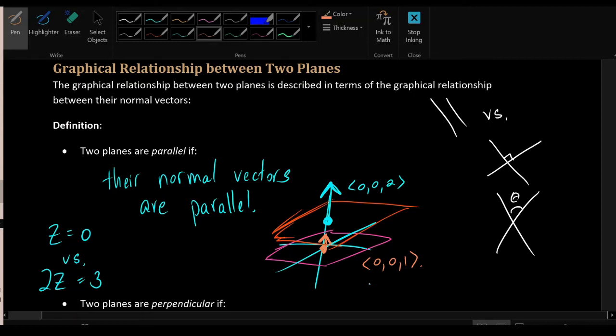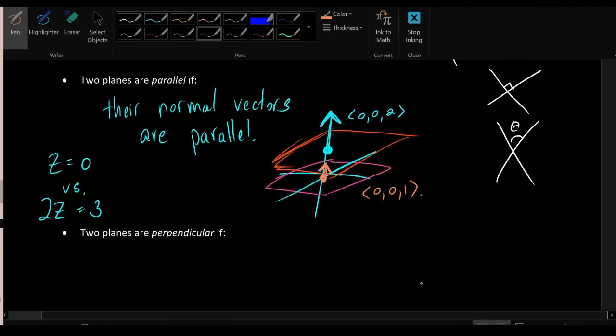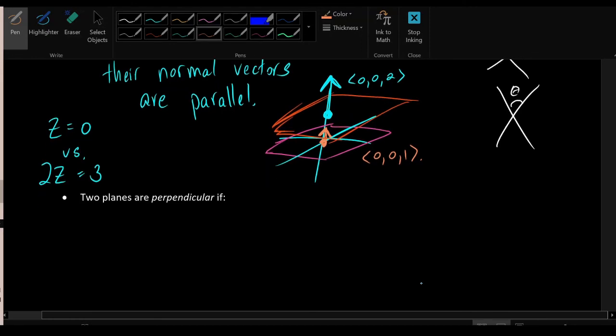These two normal vectors are scalar multiples of each other. Therefore, the normal vectors are parallel. Therefore, the planes are parallel. This captures the fact that if the normal vectors point in the same direction or in opposite directions, then the planes are oriented similarly in space.